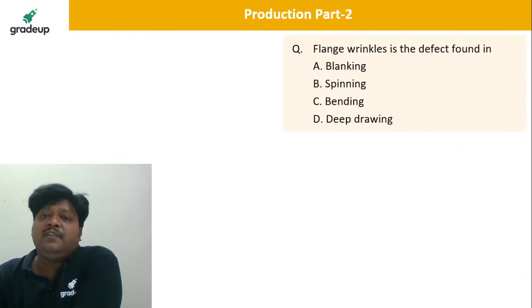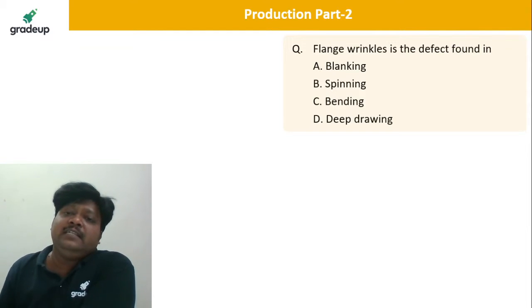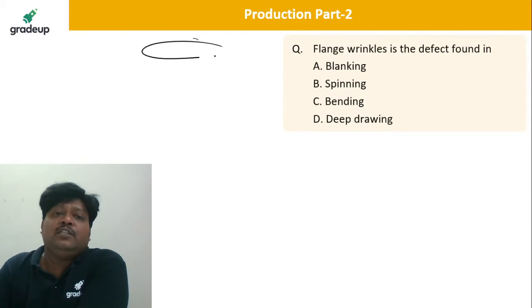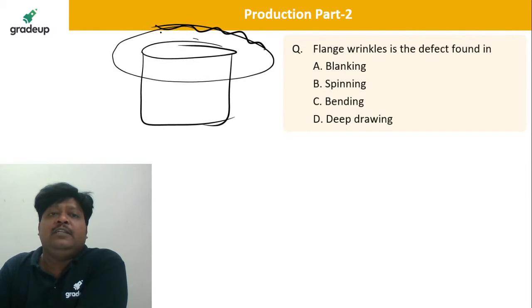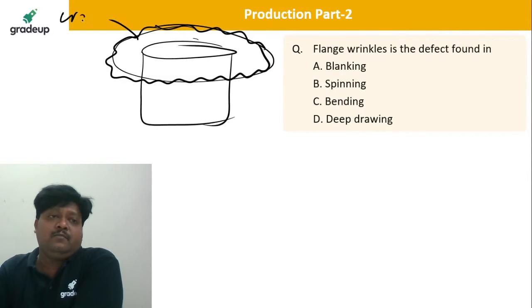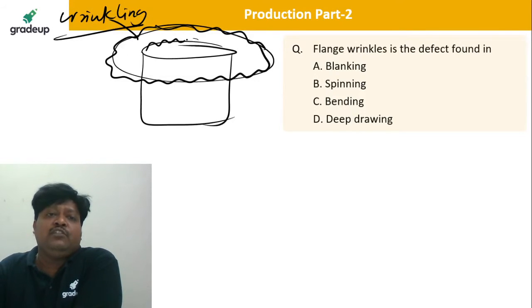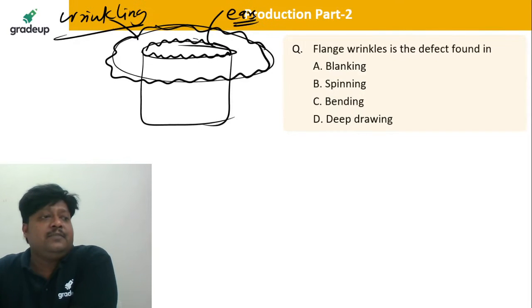Yes, next question, take the flange wrinkles. Wrinkles are nothing but the folding produced on the flange portion of the drawn cup. If this is a cup, on the flange portion, the foldings which get produced are known as the wrinkles, which is a defect. Wrinkling is the defect. And the same foldings you can have on the vertical wall of the cup. It is known as the ears.